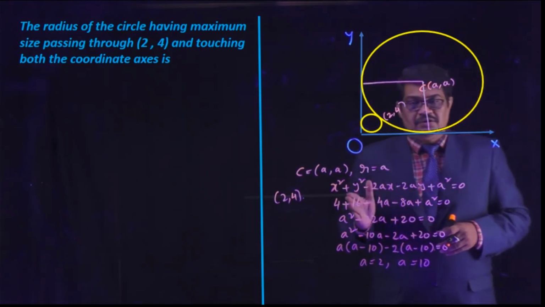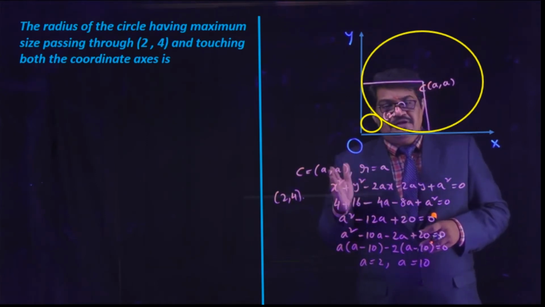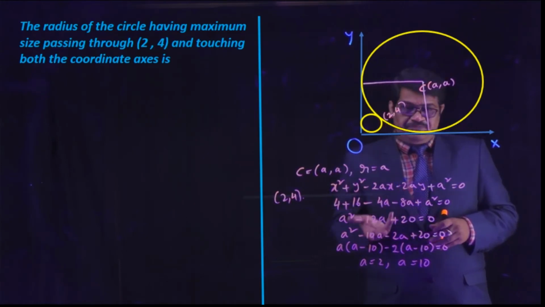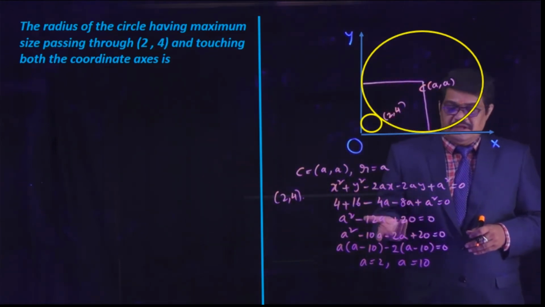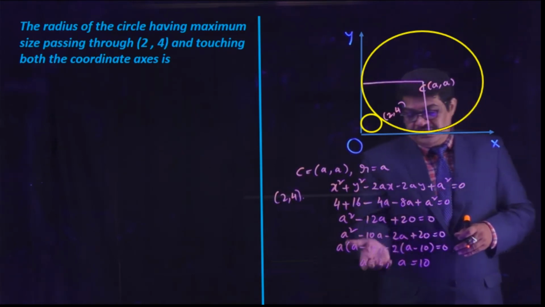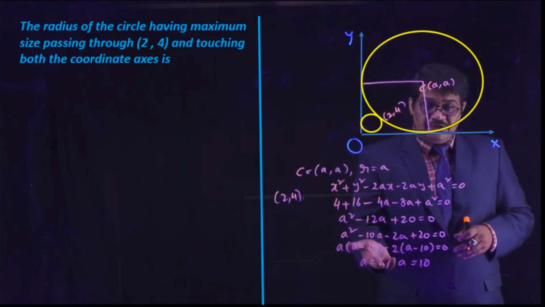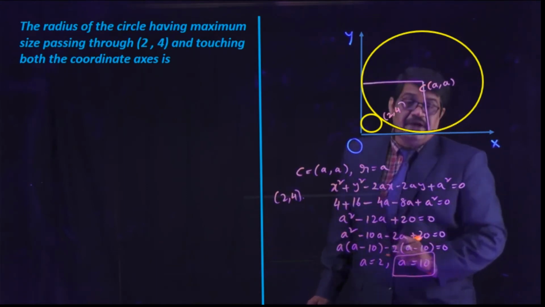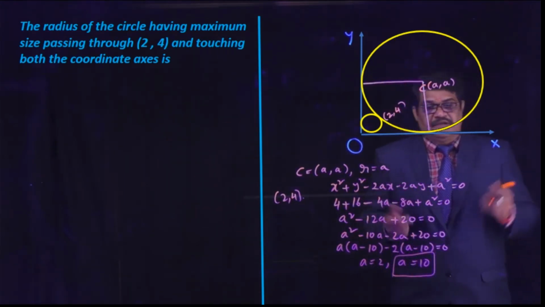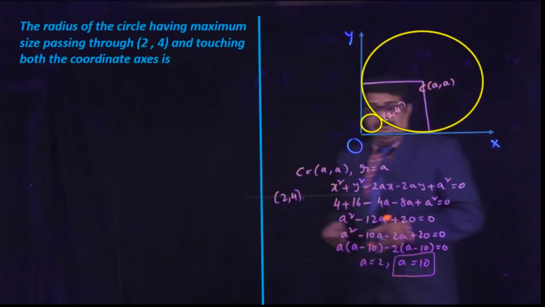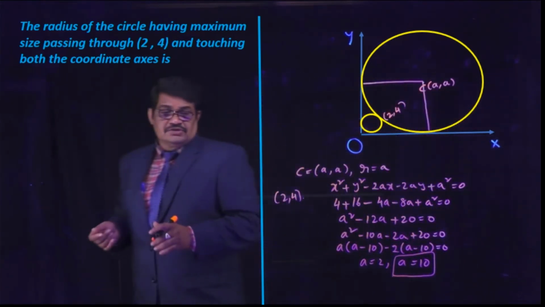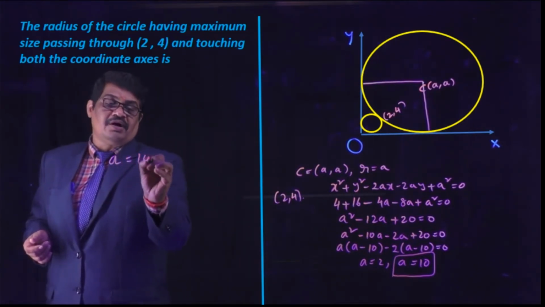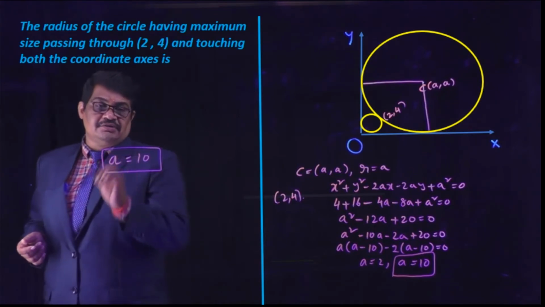So here we want the radius of the maximum size circle. So what is the maximum radius of the circle? Which one is bigger? Here a is 2, that is the radius of the smaller circle, and a is equal to 10 is the radius of the maximum circle. So here we want the radius of the maximum circle. So what is the radius of the maximum circle? That a is the answer, 10. So the answer is 10.